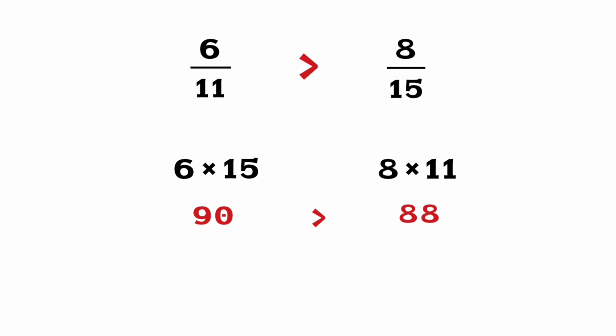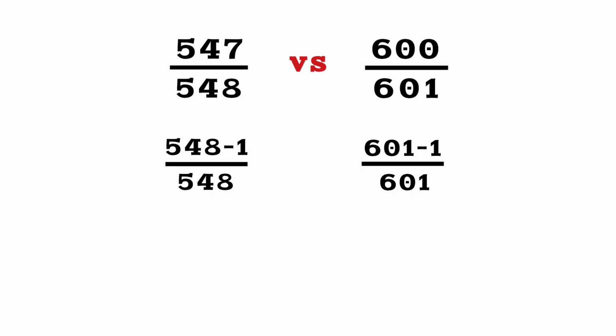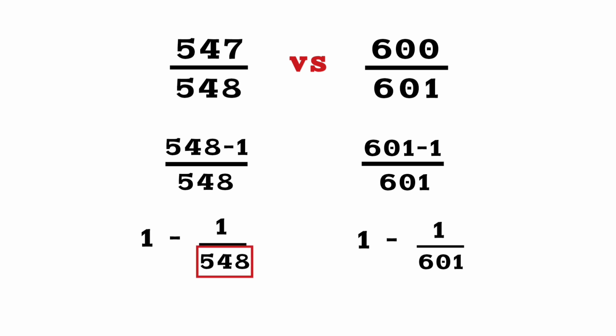But what if you are asked to compare these two? Here multiplying would be a daunting task. If you look carefully, on both sides the numerator is 1 less than the denominator. On one side we have 1 minus 1 by 548, on the other 1 minus 1 by 601. Now understand, 548 is smaller than 601.